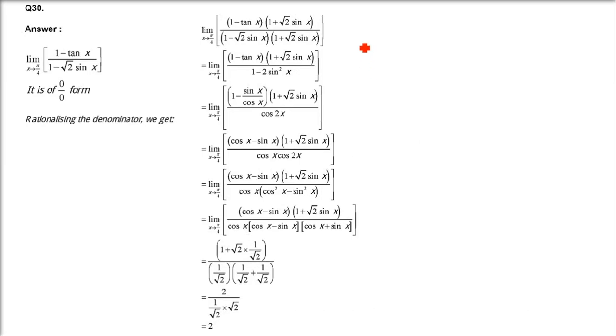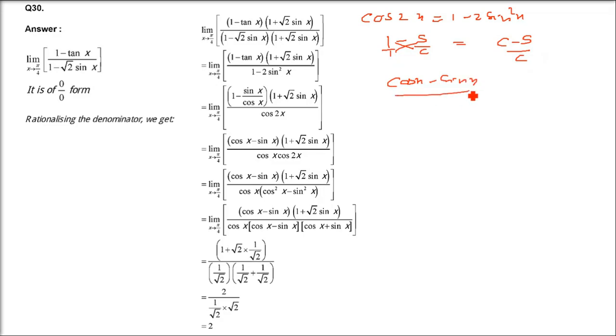So 1 minus 2 sin square x is cos 2x. How? Because cos 2x is cos square x minus sin square x, and cos square x can be written as 1 minus sin square x, so it will be 1 minus 2 sin square x. So 1 minus sin by cos can be written as cos x minus sin x by cos x, and 1 minus 2 sin square x, just write it as cos 2x, and then you have 1 plus root 2 sin x.